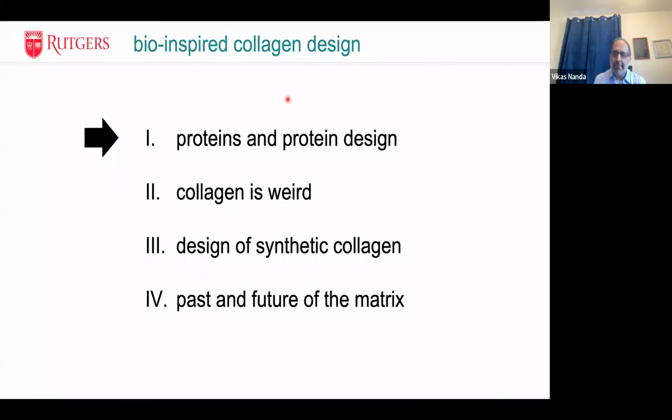proteins, which makes it very interesting to work on as a design target. And then I'll show you a specific project where we have worked on recapitulating some of the supramolecular features of collagen, this highly organized banded structure that the natural protein adopts, and then a little bit about where we see this project going in terms of designing protein matrices.